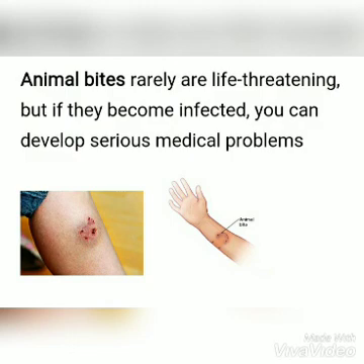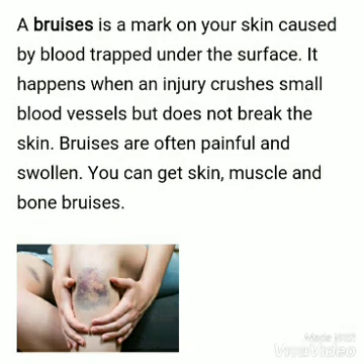Second is bruises. A bruise is a mark on your skin caused by blood trapped under the surface. It happens when an injury crushes small blood vessels but does not break the skin. Bruises are often painful and swollen. You can get skin, muscle, and bone bruises.